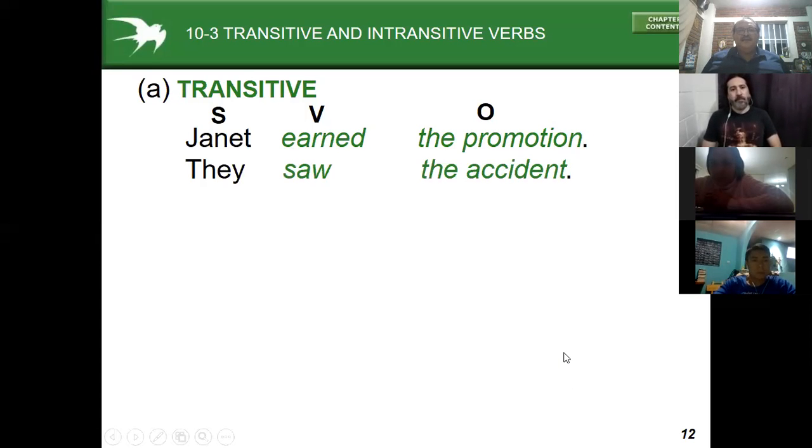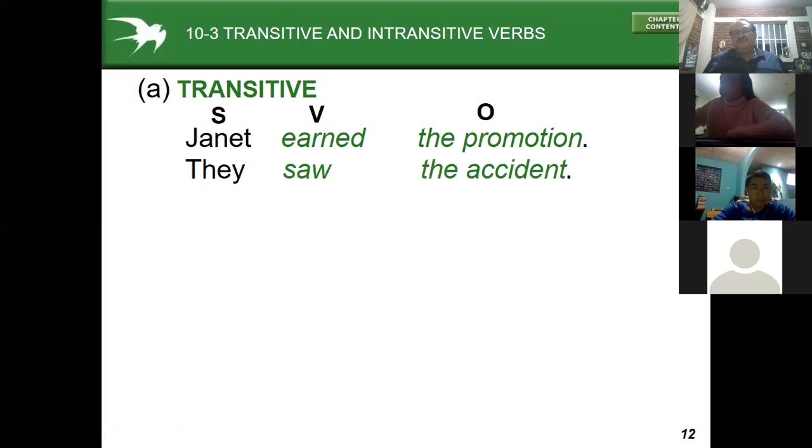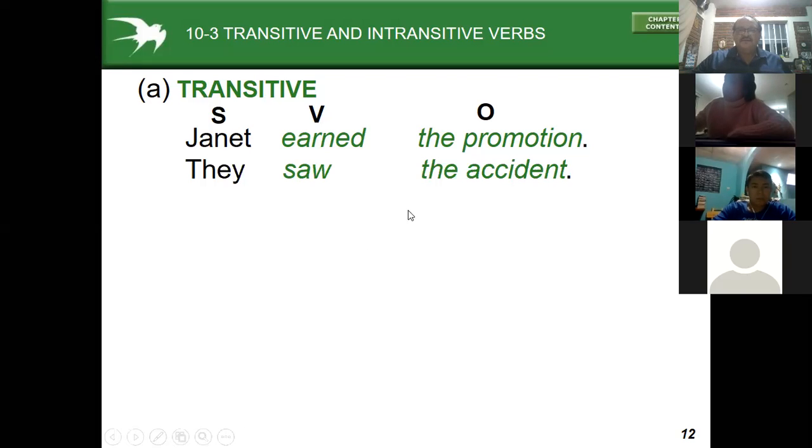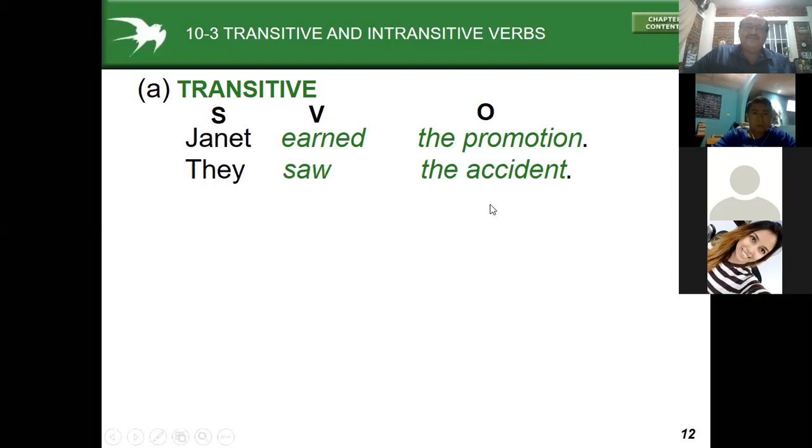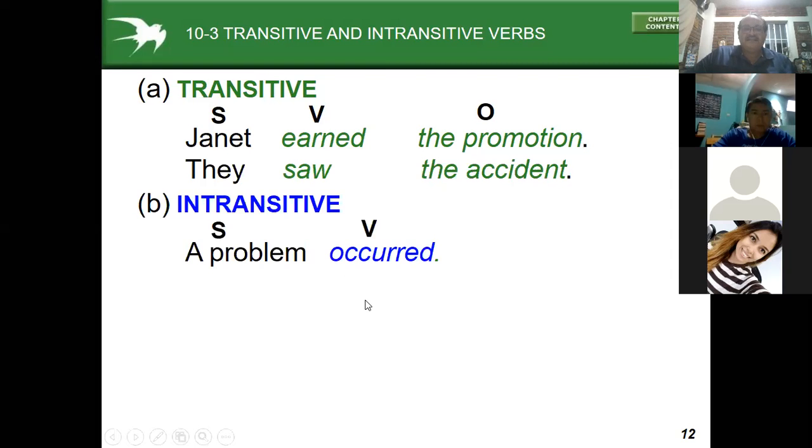This one. They saw what? The accident. The movie. The football game. They saw the soap opera, yes. No, El Señor de los Cielos was good. I am kidding. The Lord of the Skies. Okay, good. Intransitive. It sounds better in English, right?